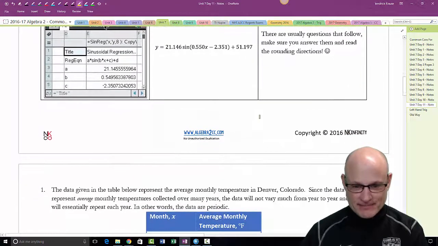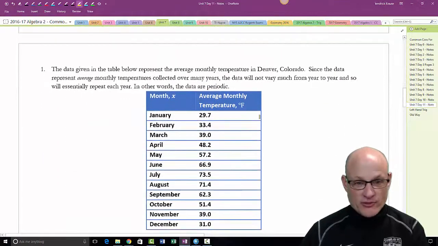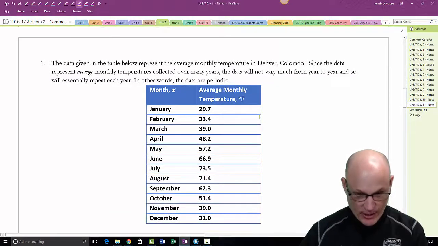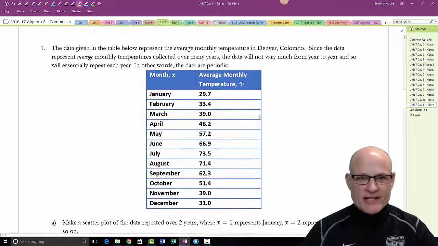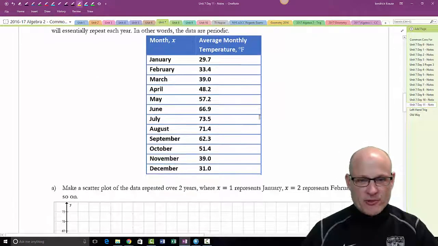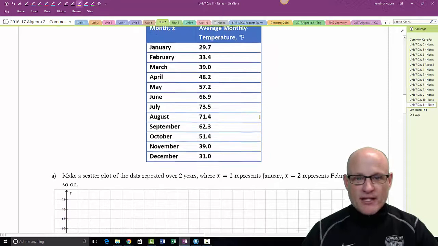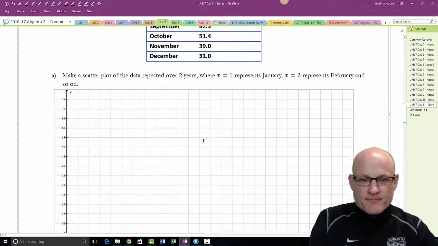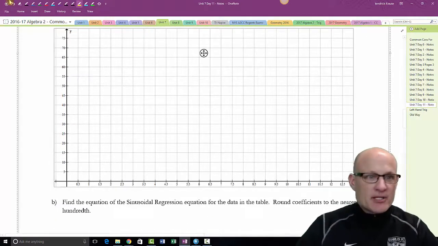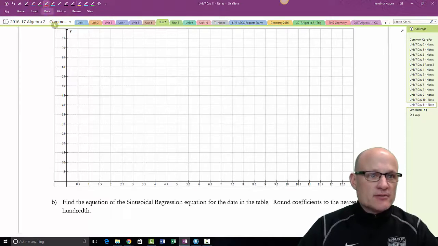So in order to save time, which is sort of a pain, I've put this stuff already in my calculator. But we do need to create a scatter plot of this information. So the months are going to be 1 through 12. And then we got to put those temperatures in. So I'm going to quickly scatter plot this stuff. It's only 12 points. Shouldn't take me too long. So let's see. Let me get to my red pen.